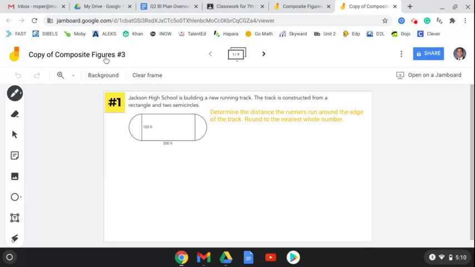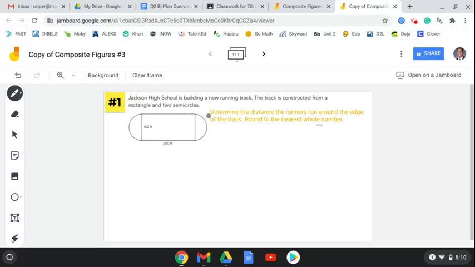Okay, I'm here in Composite Figures number 3 Google Jamboard. Number 1 says the school is building a new running track. The track is constructed from a rectangle and 2 semicircles. And so we need to determine the distance the runners run around the edge of the track. Round the answer to the nearest whole number.